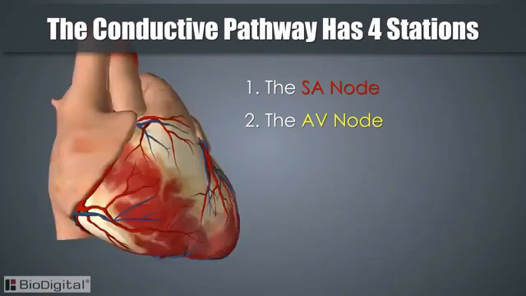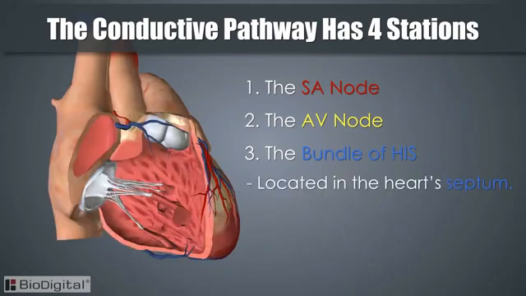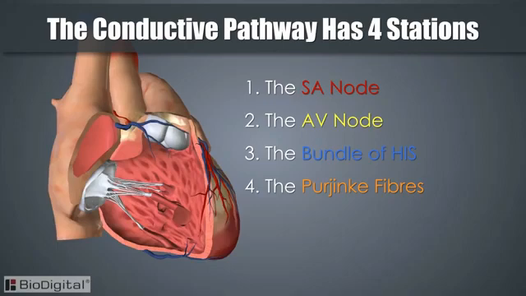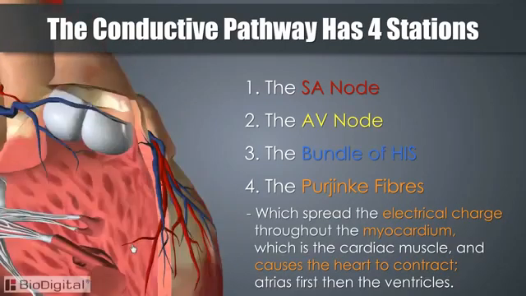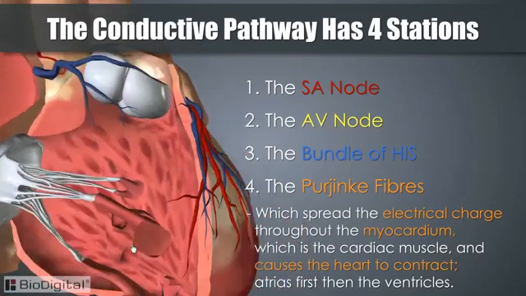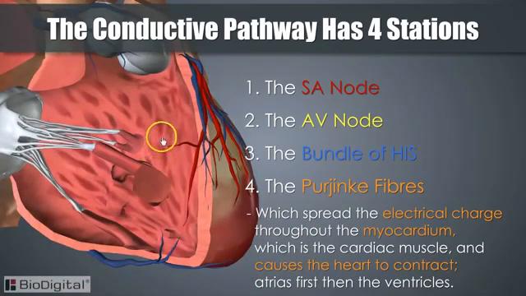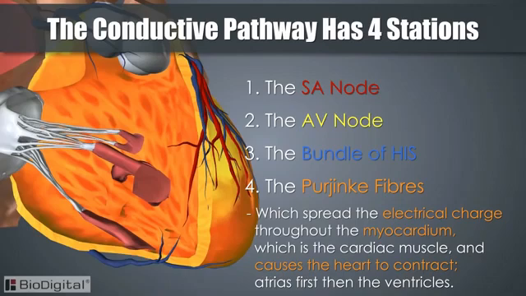The spark is then passed into the next relay station, the bundle of His, located in the heart's septum, and lastly to the Purkinje fibers, which spread the electrical charge throughout the myocardium, which is the cardiac muscle, and causes the heart to contract, atria first and then the ventricles.